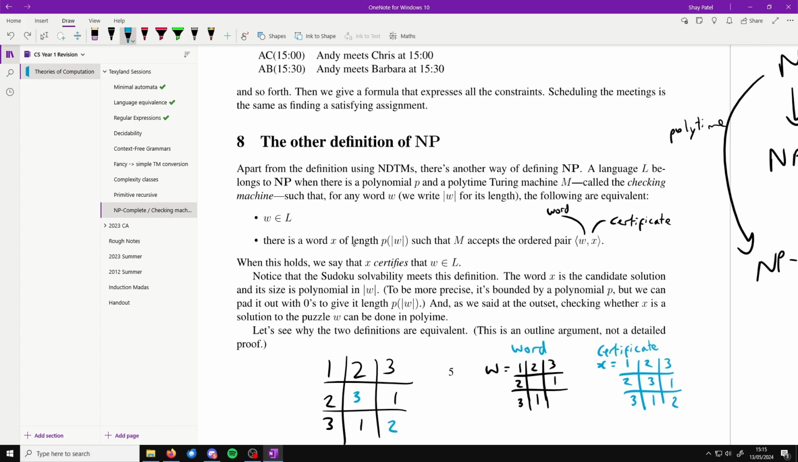Can it be ambiguous? It can, I mean, we can have multiple certificates that satisfy the same word. Like, there might be another solution; in this case there's only one way we can really put the numbers in, but there might be possibilities where we can do other things. A certificate is the correct solution. A candidate solution is a random one. Right, okay.